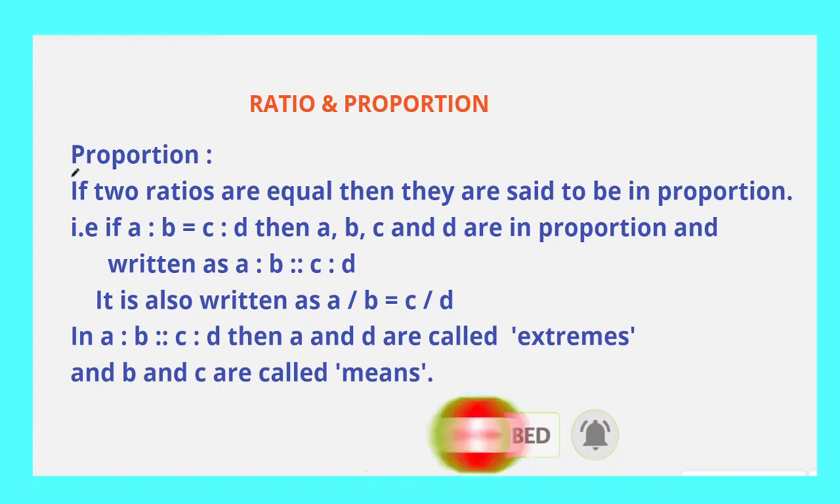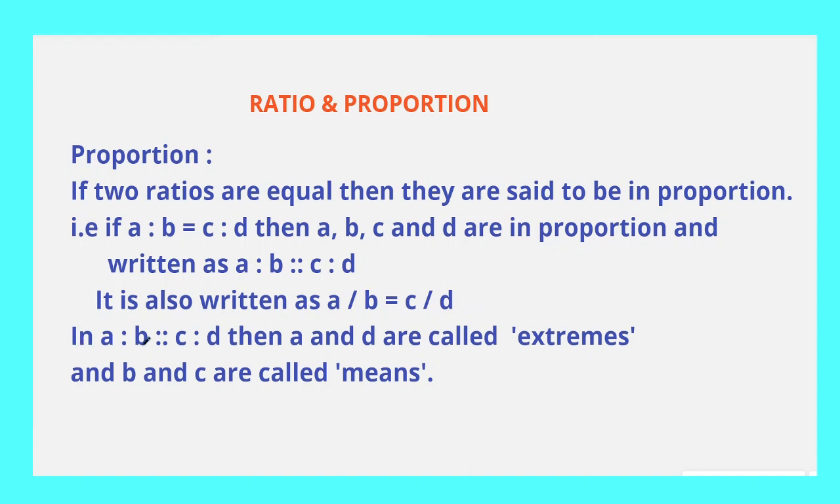What is proportion? So the proportion, if two ratios are equal, then they are said to be in proportion. That is, if A/B is equal to C/D, then A, B, C and D are in proportion, and written as A/B is the same as, this is read as, is the same as C/D. It is also written as A upon B equal to C upon D.